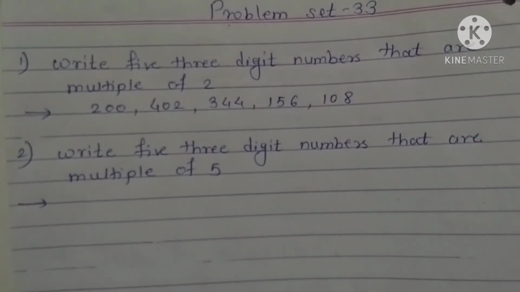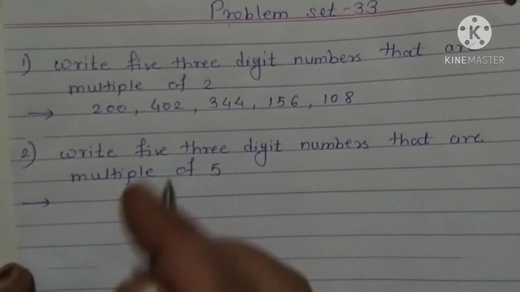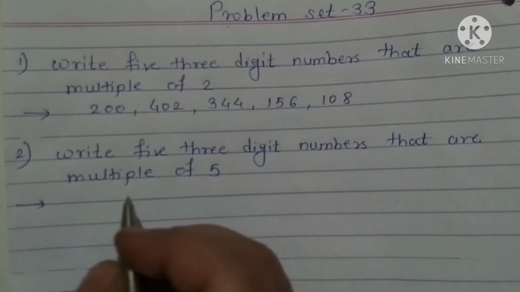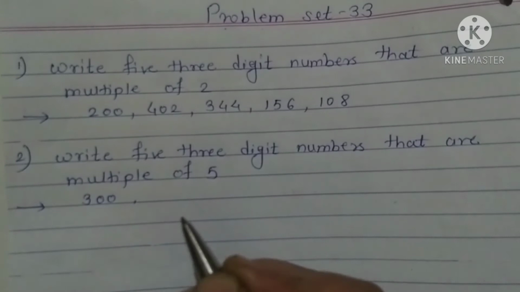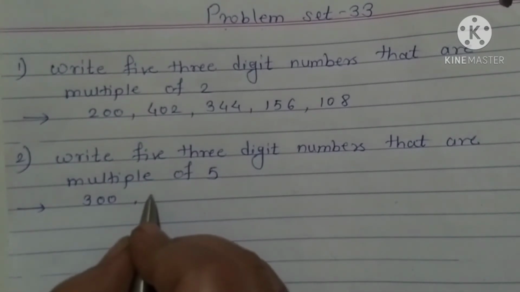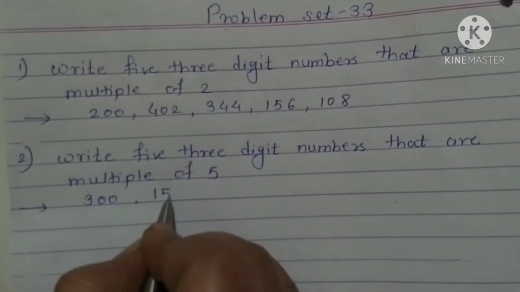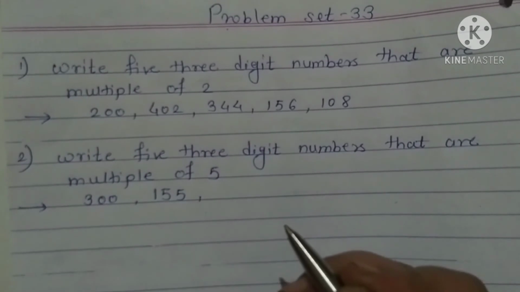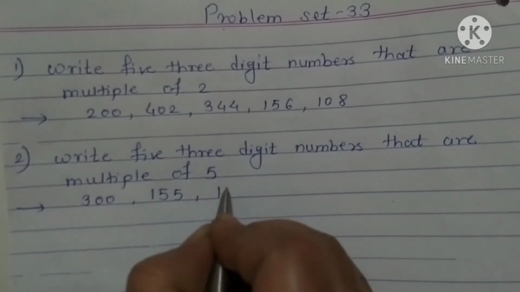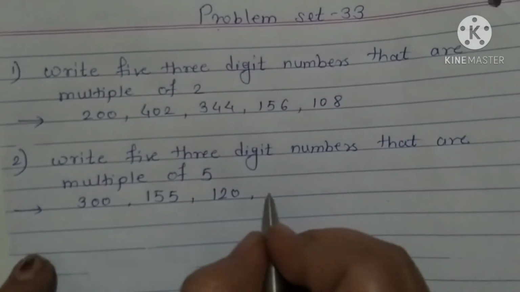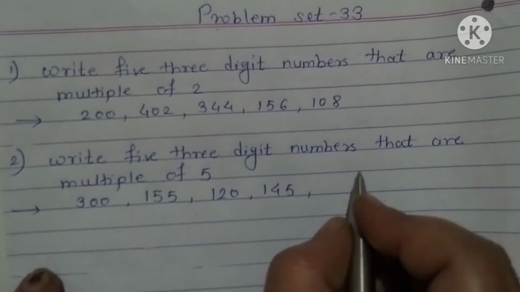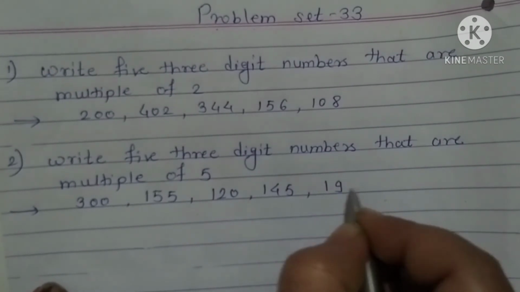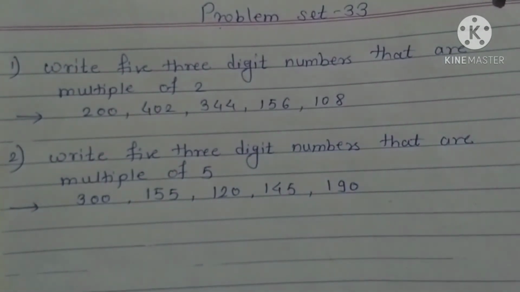So see, 5 3-digit numbers that are multiples of 5. So either we want 0 or 5. I am going to start with 0. So here having 0 in the unit place, then here having 5 in the unit place. Okay, so here 0 is the unit place. Here 5 is the unit place. And here 0 is the unit place. Okay. Now let's see the third one.